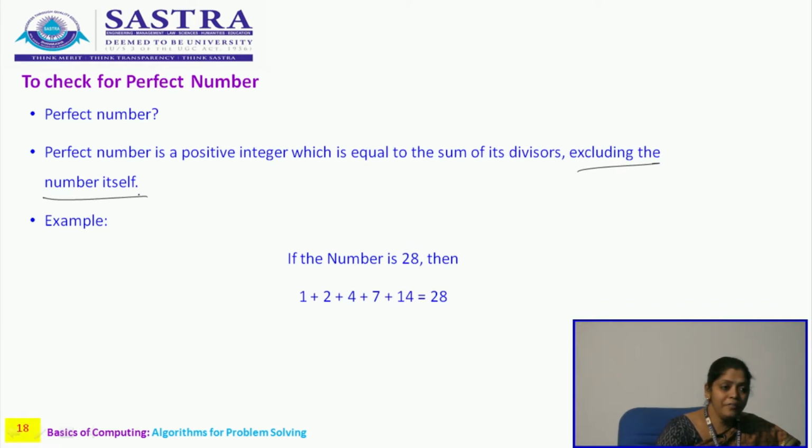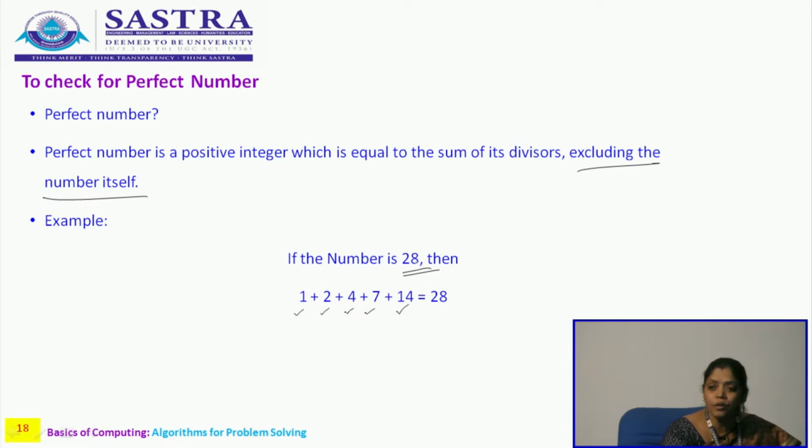So we are going to develop the algorithm for finding whether a given number is a perfect number or not. The character of a perfect number is that it is a positive integer which is equal to the sum of its divisors, excluding the number itself. For example, if you take the number 28, the divisors of 28 include 1, 2, 4, 7 and 14.